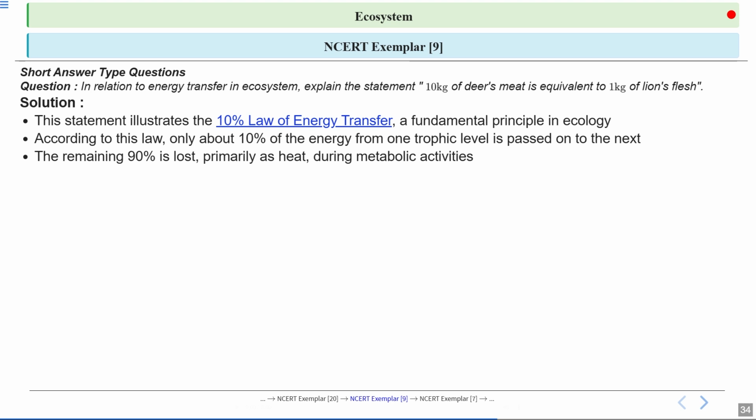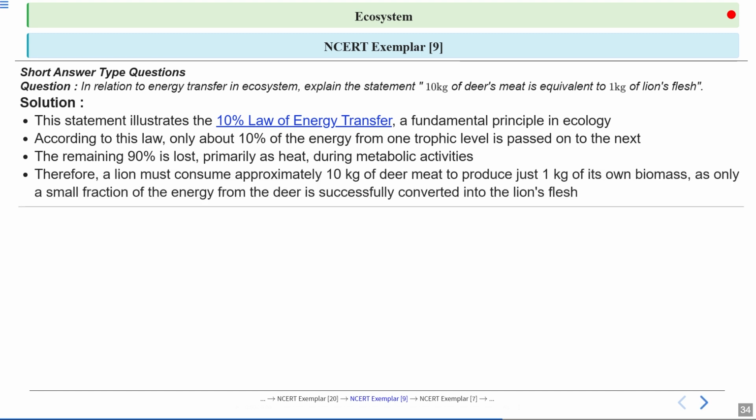Now, so what happens to the other 90% of the energy? A large portion is lost as heat, a byproduct of organism metabolic processes. Now you can see a lion must consume approximately 10 kg of deer meat to produce just 1 kg of its own biomass, as only a small fraction of the energy from the deer is successfully converted into the lion's flesh.